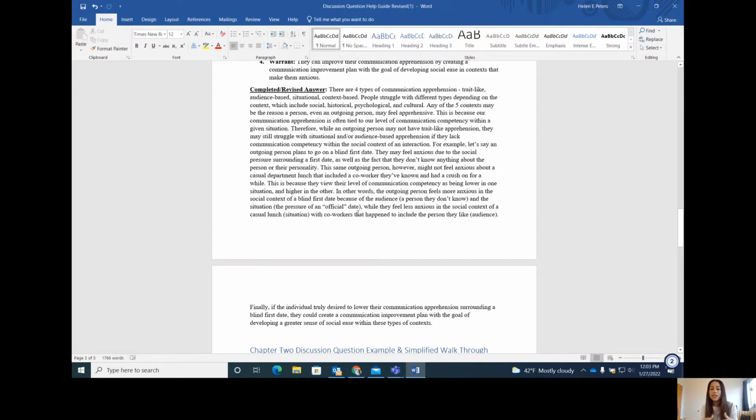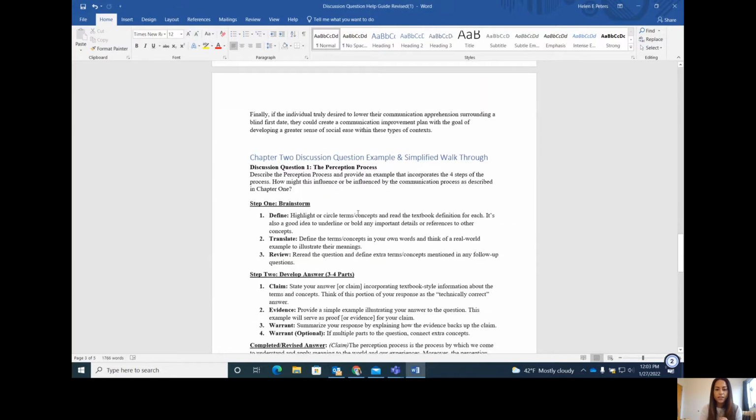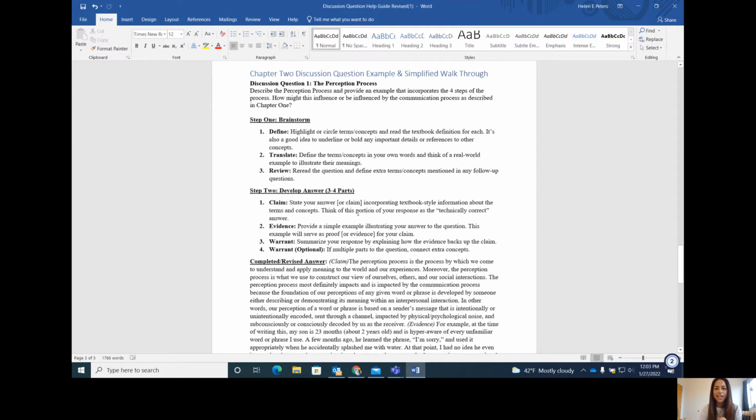I would say an answer should look about this long. A little shorter is totally fine too, especially if you don't have two warrants. That might be the case for you. Now let's look at this simplified one. Again, I went through the question, highlighted and underlined anything important, did my brainstorming part, then translated in my own words and thought of my example.